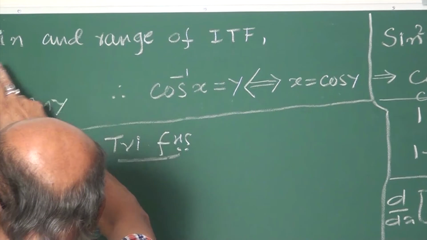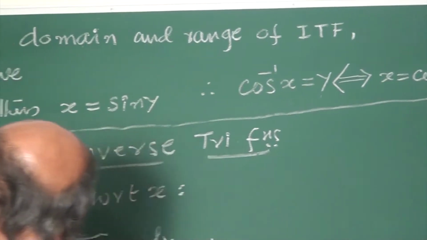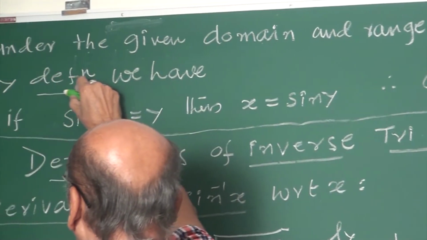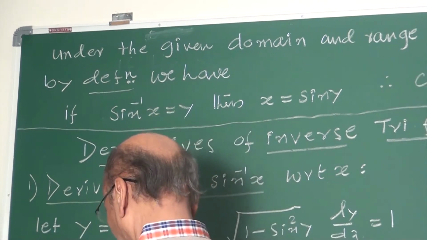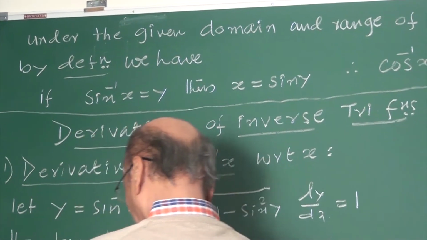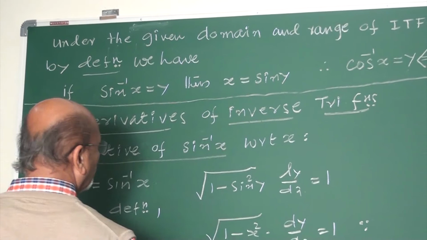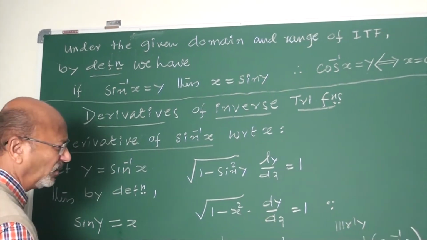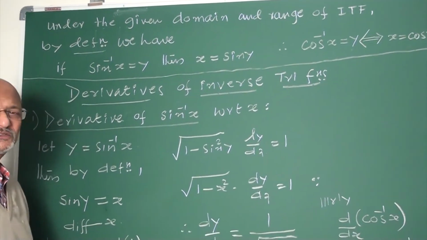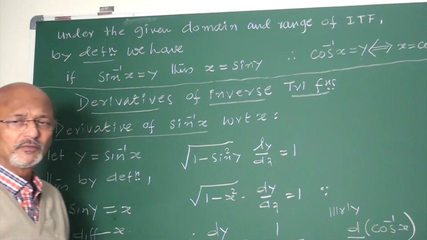Everything with what? Definition of what? Inverse trigonometric functions. Definition of inverse trigonometric functions. Yes, my friends. Now I do one by one. While doing, I don't want to do all 6. There are 6 trigonometric functions.